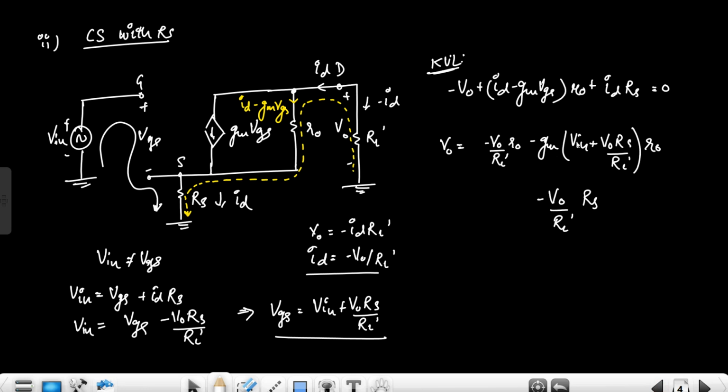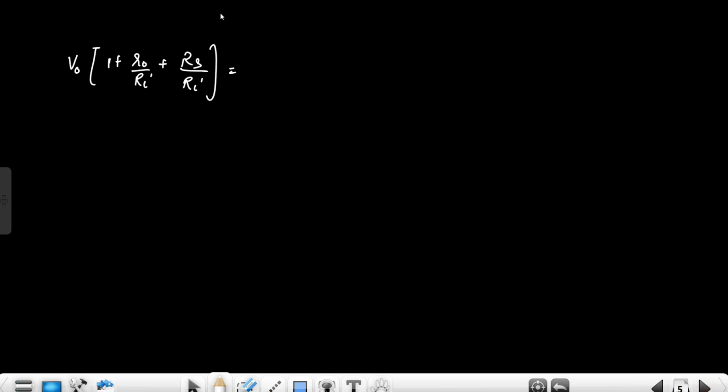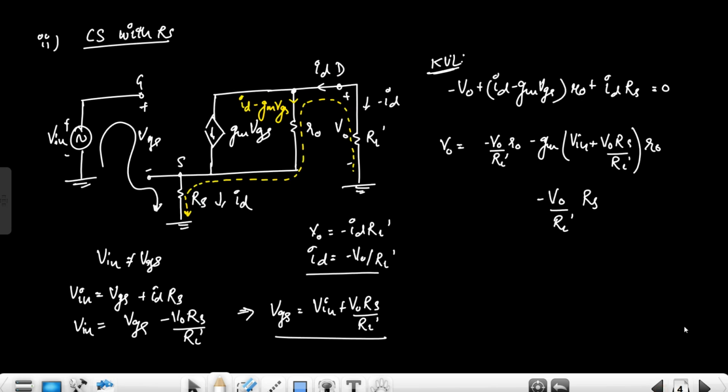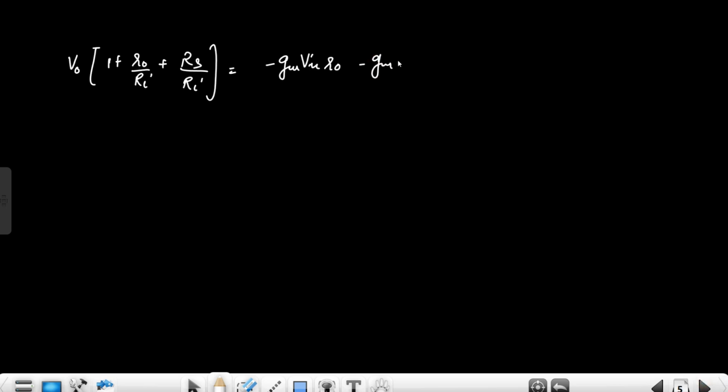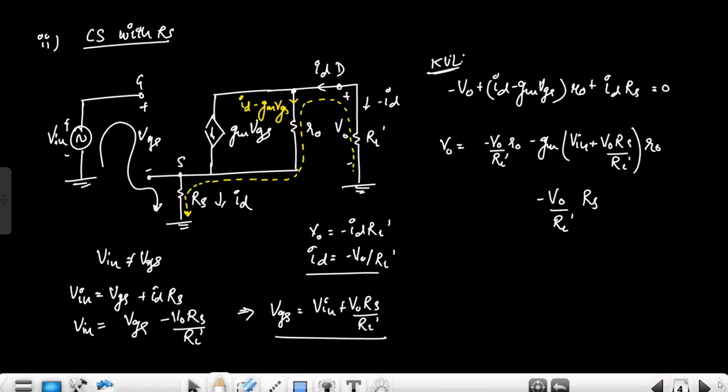And it will be minus GM VIN R naught, and this will be minus GM V naught RS R naught upon RL dash.